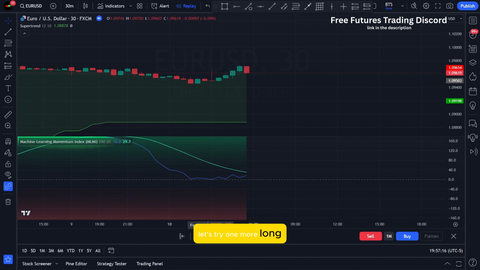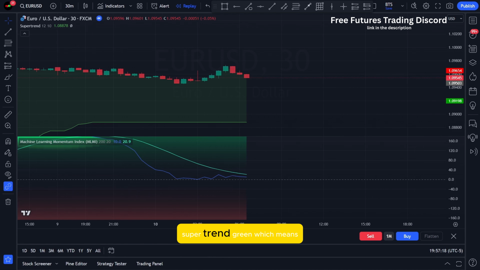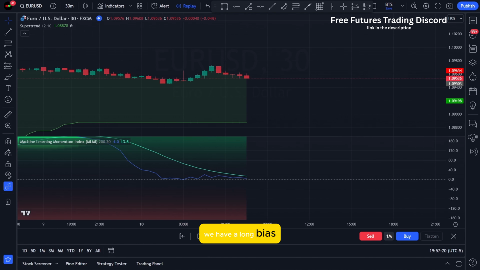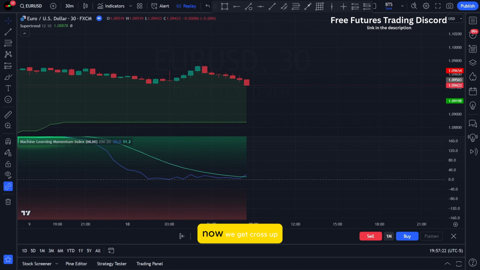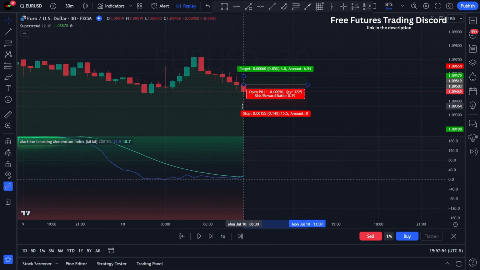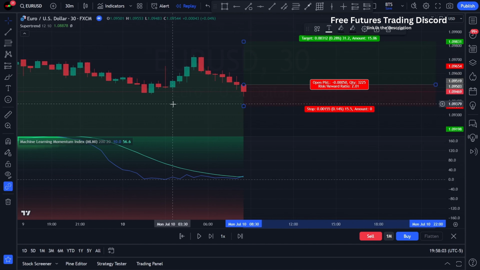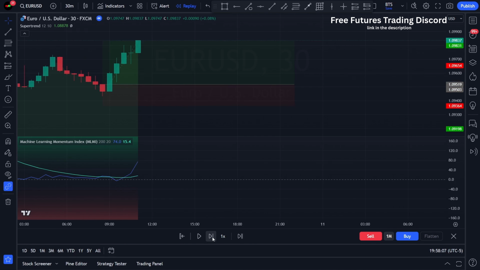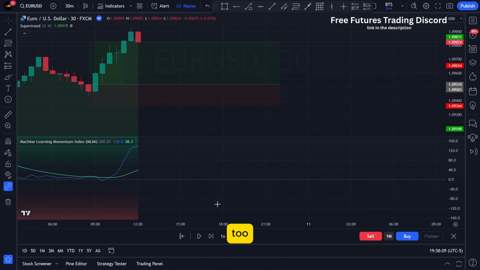Let's try one more long example. Supertrend green, which means we have a long bias. Let's look for a buy signal now. We get cross up here. By now you should know where we set our entry, stop loss and profit target. And this hits the target too.